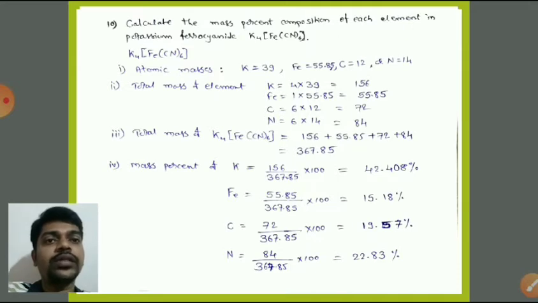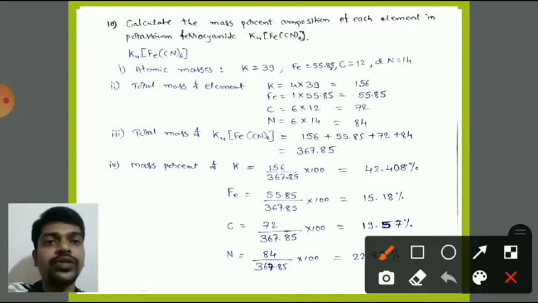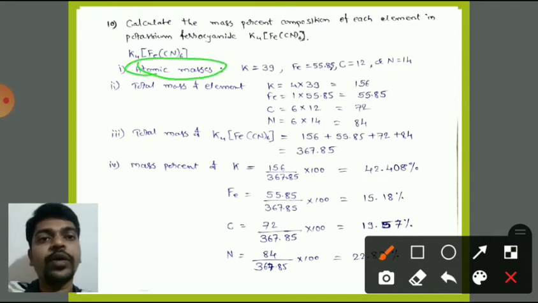Now in this compound, there are 4 different elements: potassium, iron, carbon and nitrogen. For these elements we have to calculate the mass percent composition. So first of all, we have to calculate the atomic masses. The first step to find the mass percent composition is to find the atomic mass.